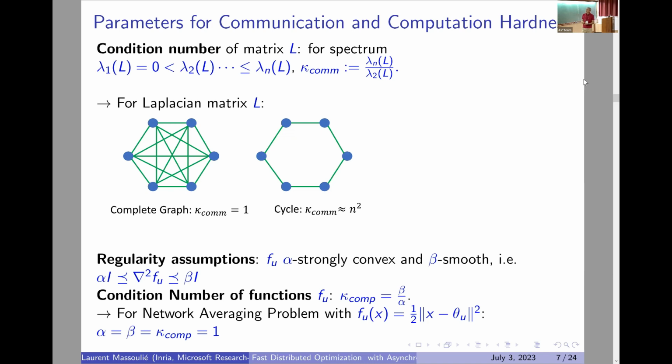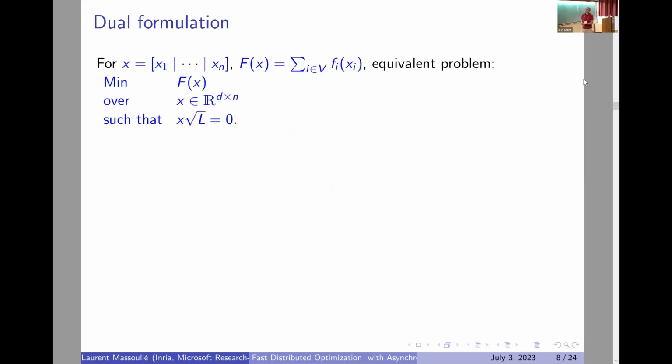And so again, as a guideline, if you think of the network averaging problem, then alpha equals beta equals 1. So the condition number is 1. So the hardness is not on the functions, but rather on the network. Okay. So let's see how we can do that. And we will go dual.